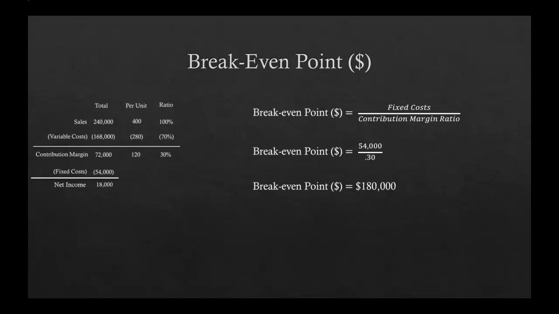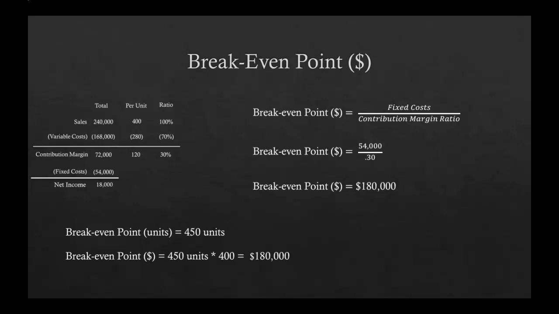So there's another way that we could find our break-even point in dollars. We could take our break-even point in units that we found of 450 units. And we know that we're selling each of those units for $400. So 450 units times 400 gives you a break-even point in dollars of $180,000.